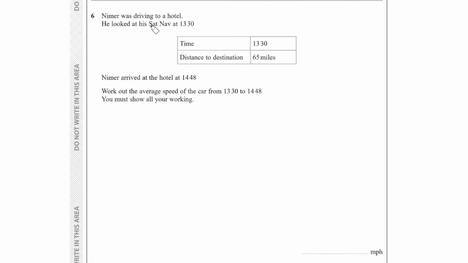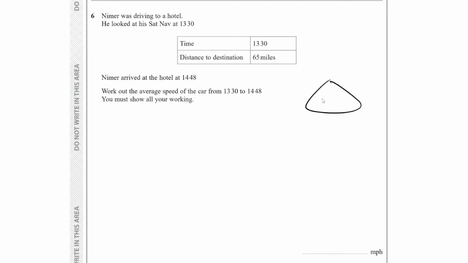So, question 6, Nimmer was driving to a hotel. He looked at his sat-nav at 1:30. Distance to the destination is another 65 miles. Nimmer arrived at the hotel at 2:48. Work out the average speed of the car from 1:30 to 2:48.